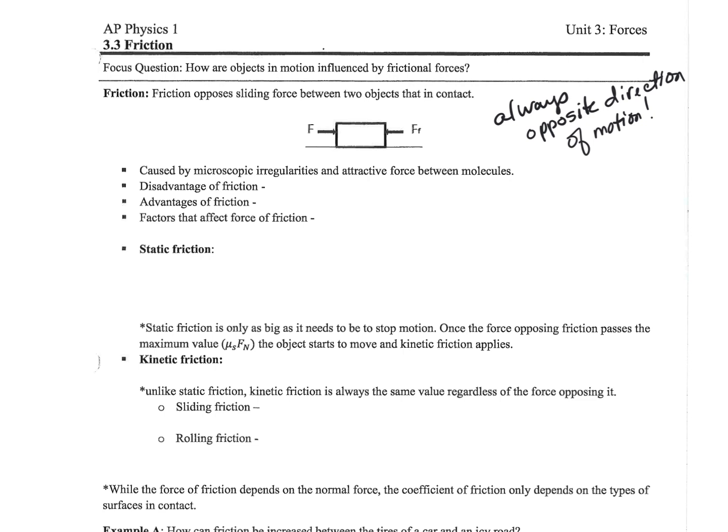Notice that. If we are pushing the block this way, which way does it show friction going? Has to be opposite if we're opposing it, doesn't it? Okay. It's caused by microscopic irregularities. What are some of the disadvantages of friction?